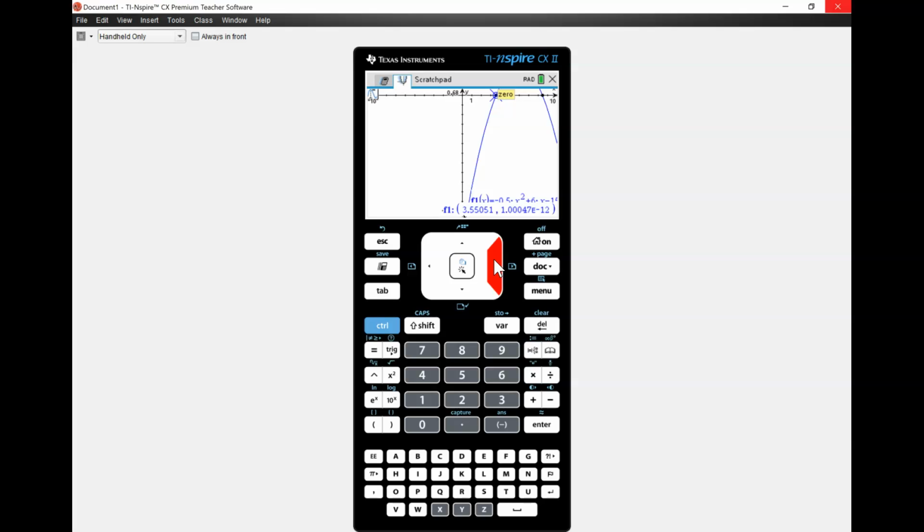Now look up here, because I know somebody will ask me this on a test or a quiz. I have 3.55, and then here I've got this funny looking number, 1 e to the negative 12. This is scientific notation. It's 1.0 times 10 to the negative 12. What does that mean?